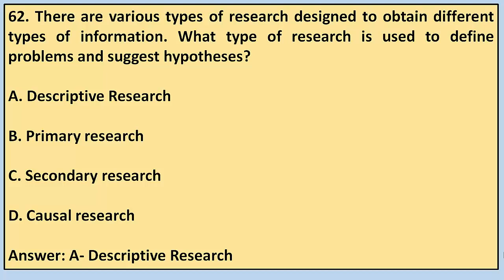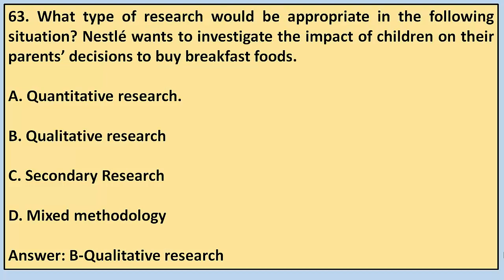There are various types of research designed to obtain different types of information. What type of research is used to define the problem and suggest hypotheses? A, descriptive research; B, primary research; C, secondary research; and D, causal research. Answer is A, descriptive research.